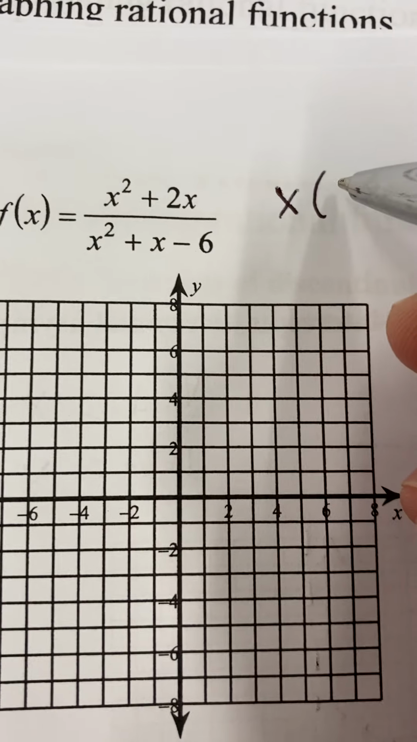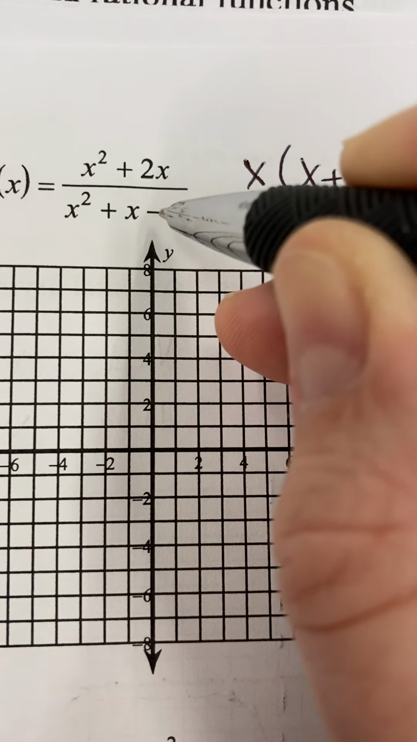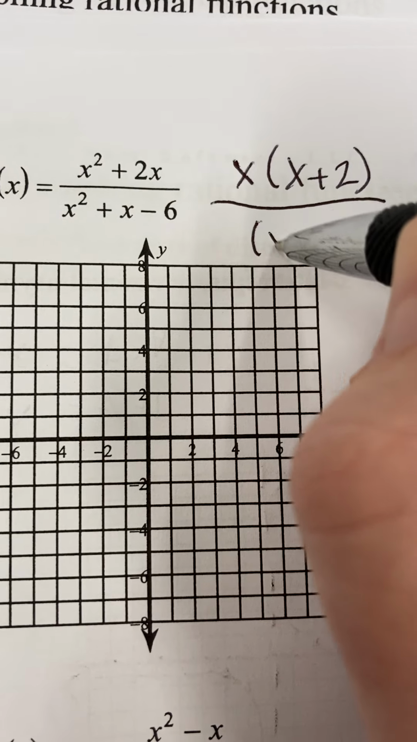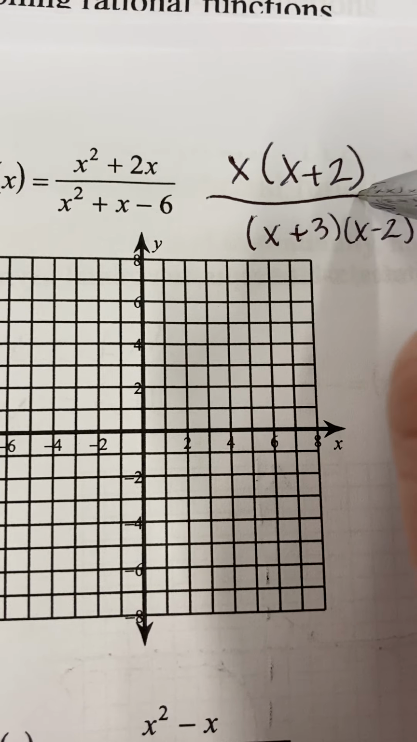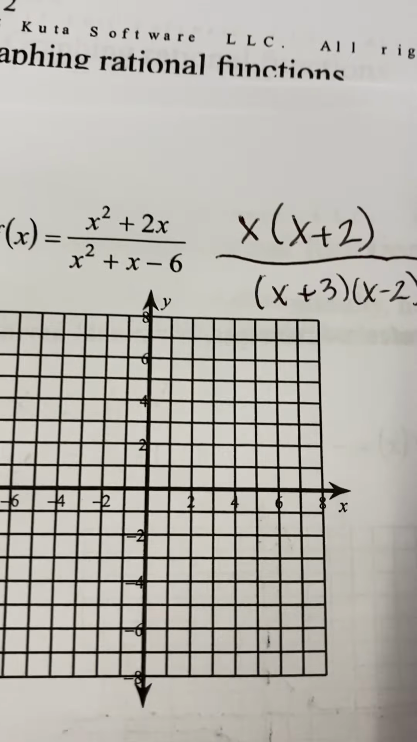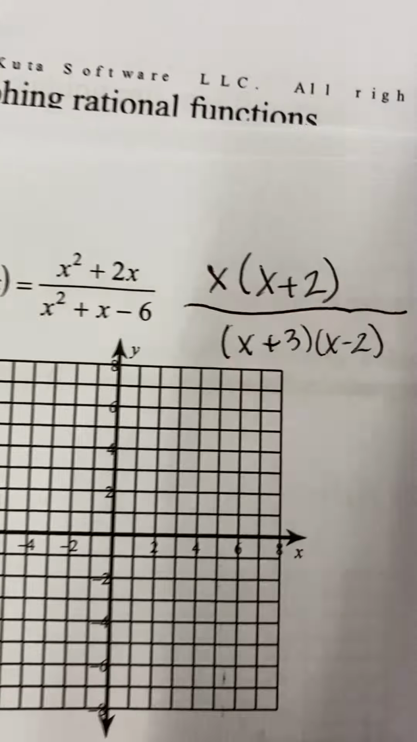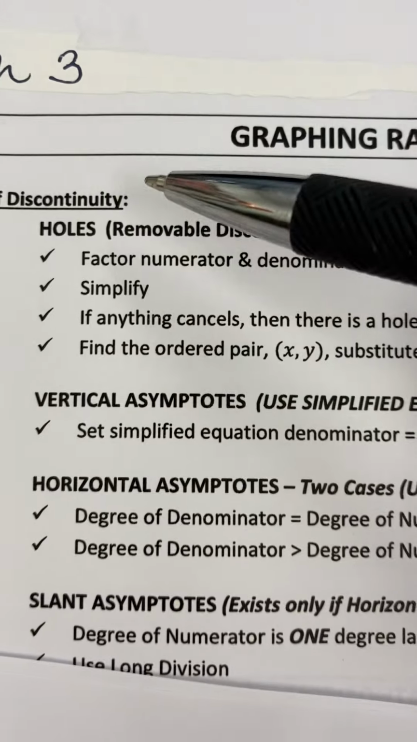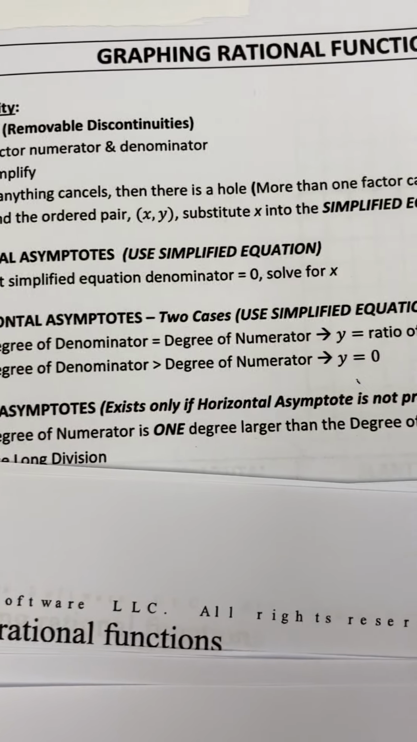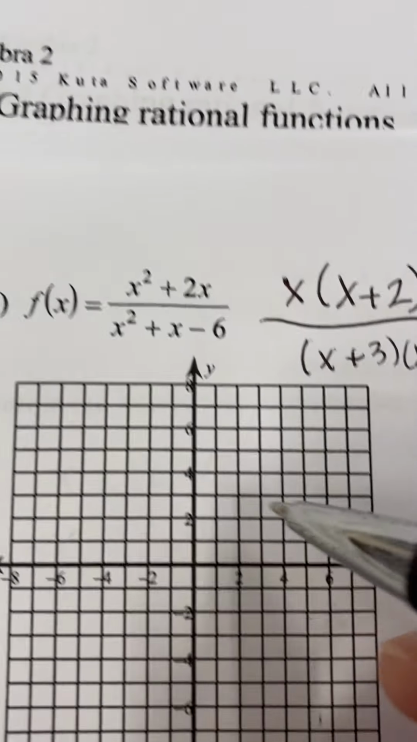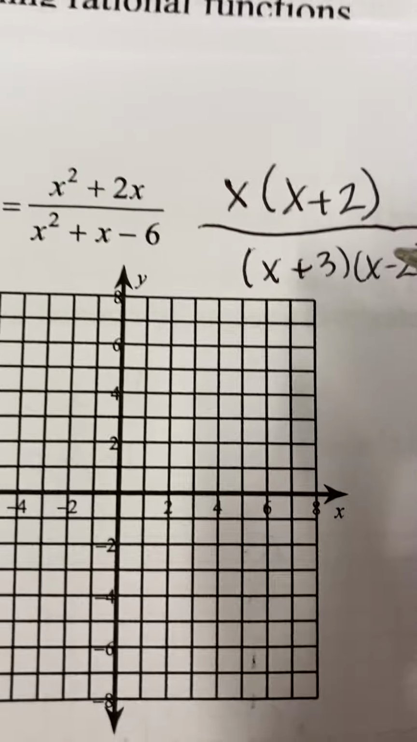All right, so the first thing we want to do is factor this top. I'm going to pull out an x, and I get x plus 2. Down here, what multiplies to give me negative 6 and adds to get me 1? A positive 3 and a negative 2. It doesn't look like anything factors out, so that's not going to make any holes, because if you remember up here in our holes, we factor, simplify, and if anything cancels, then you're going to have a hole in the graph, which is literally when I go to graph it, I put a hole in the graph and go on with it. So there are no holes.